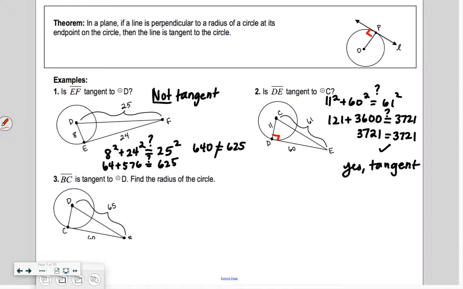Now let's go the opposite way. We say this is tangent. So BC is tangent to D. Did my little B get cut off? Does yours look okay in your notes? That's a B. So what do I write?